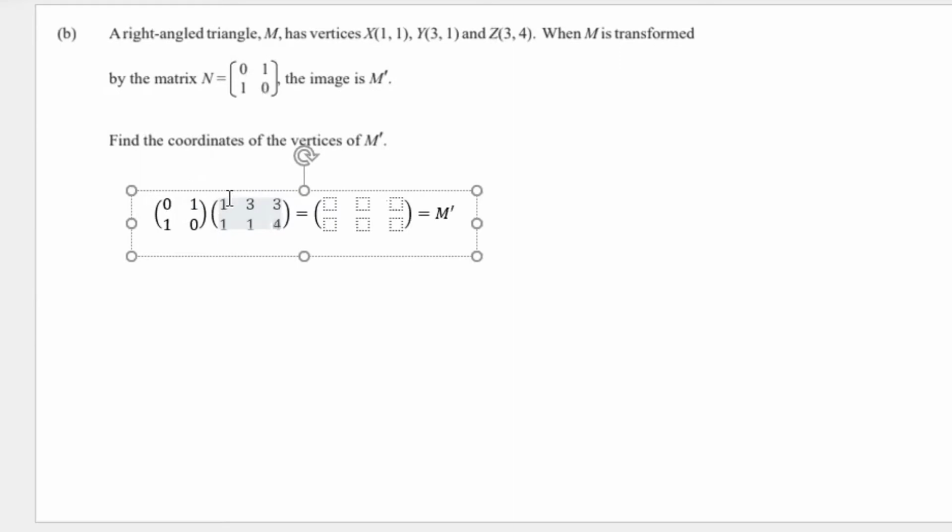So you'll do row times column, then row times column, same thing each, row times column going down. So we have 0 times 1, which would give us 0, 1 times 1 would give us 1, so that is 0 plus 1, which will give us 1 here.